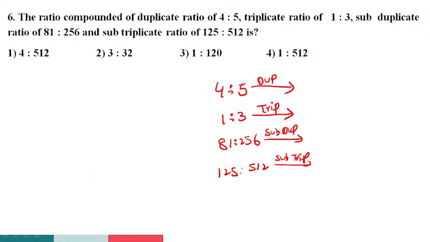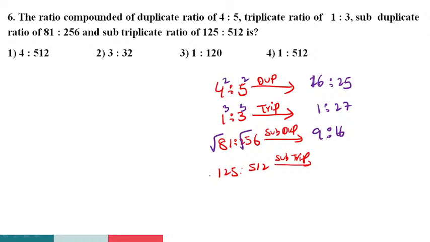Right, and listen. 4 is to 5. Duplicate ratio means 4 square is to 5 square. 4 square is how much? 16. 5 square is how much? 25. Next, triplicate ratio. 1 cube is to 3 cube. 1 cube is how much? 1. 3 cube is how much? 27. And subduplicate ratio. Root of 81 and root of 256. Root of 81 is how much, guys? 9. And root of 256 is how much, guys? 16. Okay, 9 is to 16.